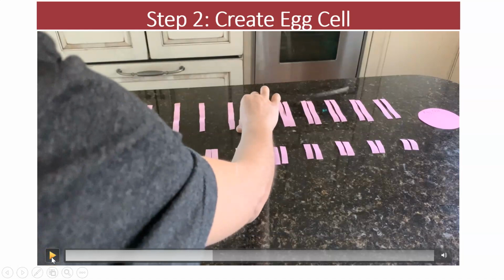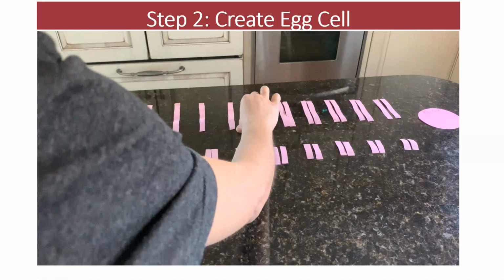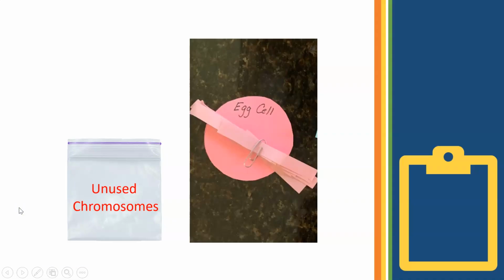Okay, you get the gist. Pause the screencast now, go ahead and create this egg cell. Once you have your egg cell with the 23 chromosomes, paperclip those like you see on the screen. You'll need them for later. Put the ones that you didn't select, the unused ones, in this plastic bag. We're not using them in the simulation.